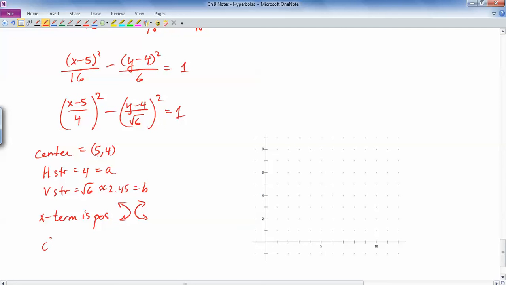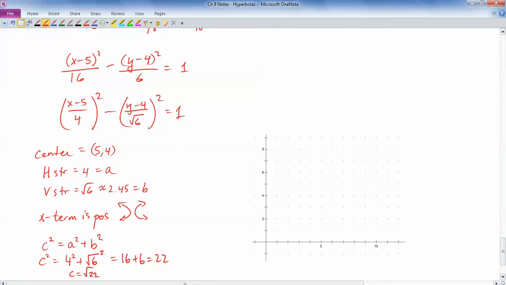And remember, for hyperbolas, c squared is a squared plus b squared. So c squared is going to be 4 squared plus root 6 squared. So that's going to be 16 plus 6, which is 22. So c is root 22. And again, I'm ignoring the negative root because it's a length. So that's what we need to plot them.